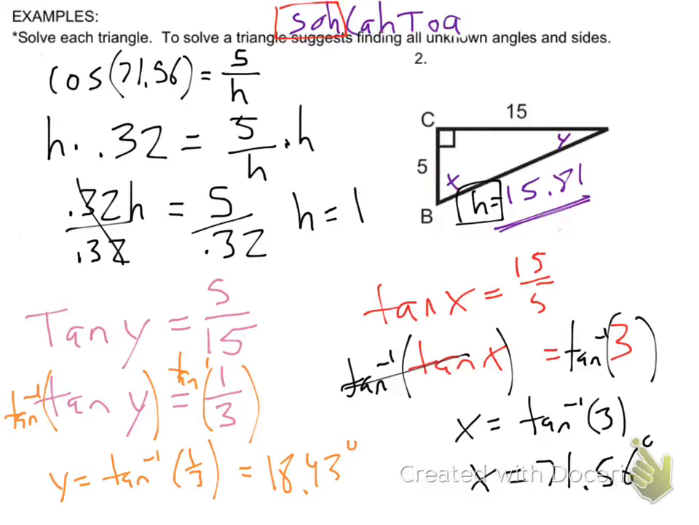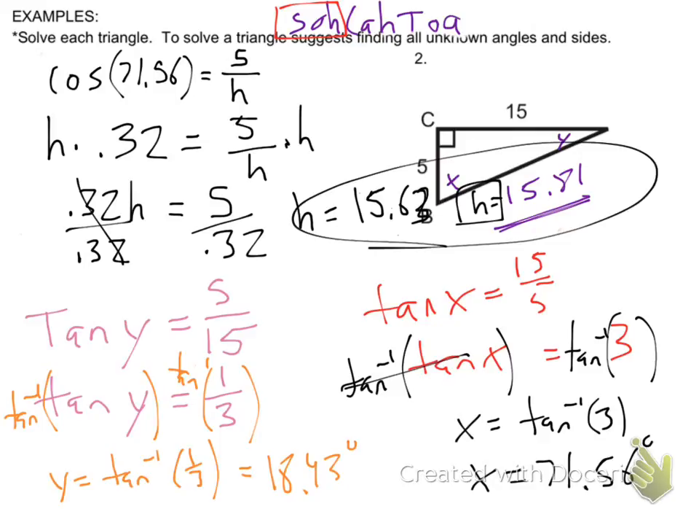what is it? 15.62. See how rounding, 15.63, 15.62, 15.63. See how rounding can change those numbers? This is why we generally try to stay away from using approximations to figure out the new ones.